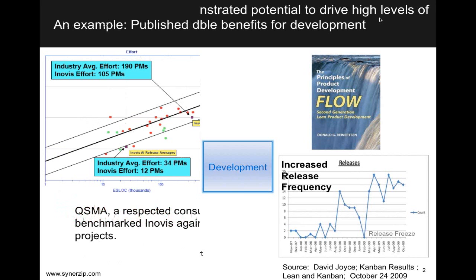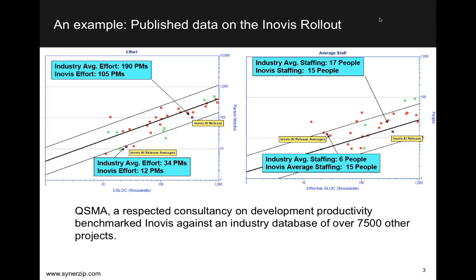Just as one very brief example from my background, I had the great fortune to participate in the Innovus rollout, which was documented both by Gartner as a case study, as well as the folks at QSMA, who is one of the most respected consultancies on development productivity. And here's just a couple of metrics that you can get some background on what we were able to produce with our Agile rollout in terms of effort. So in other words, how efficient are you at bringing resources to bear on a problem? How much labor does it take you to get to an end solution?